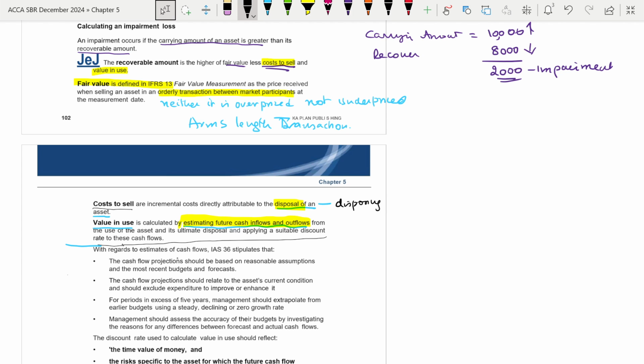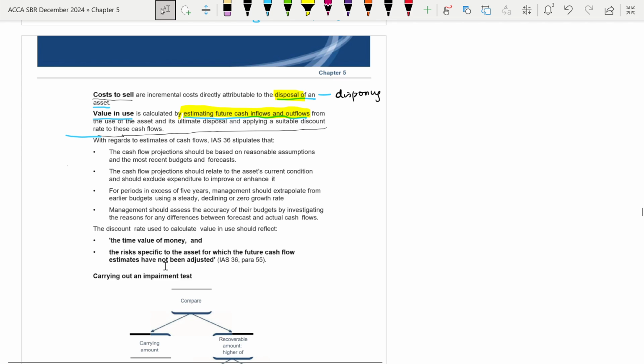Value in use means you are keeping it for yourself, you are continuing with the asset. Now, how are we going to estimate? The estimate, again, is very important. When you are talking about the estimates, I'm putting very, very important points: you should have reasonable assumptions. Reasonable assumption means you should not take outdated, old data. We have to take recent budgets and forecasts.